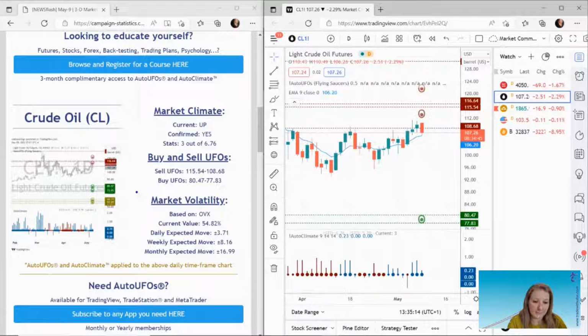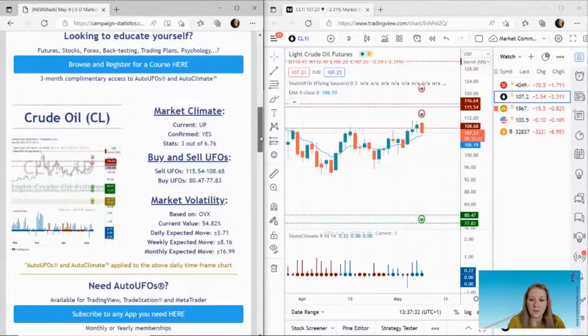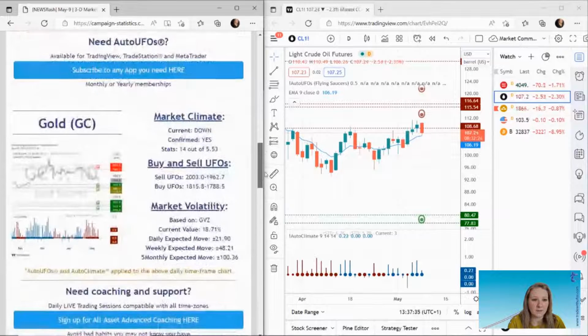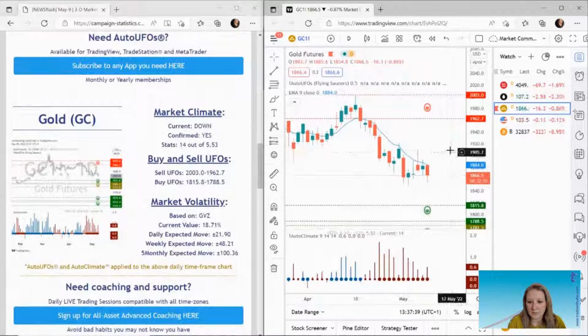In terms of volatility, we'd expect movement up or down in 1 year of 54.82%. So in a day, 3.71 points, in a week, 8.16 points, and in a month, 16.99 points. So that's crude oil. Okay, the next market is gold. So let's take a look at gold. Let's push that down again.